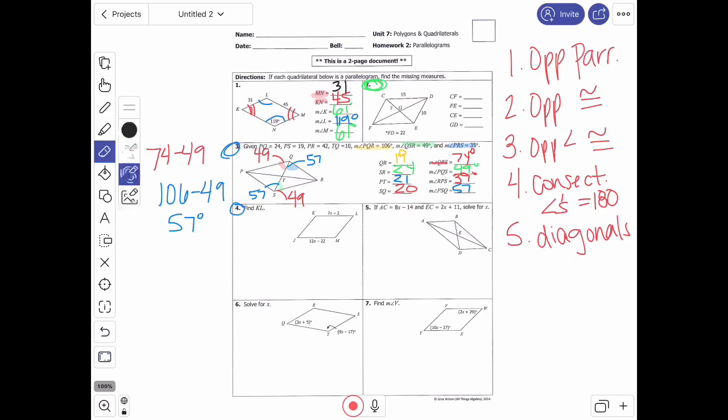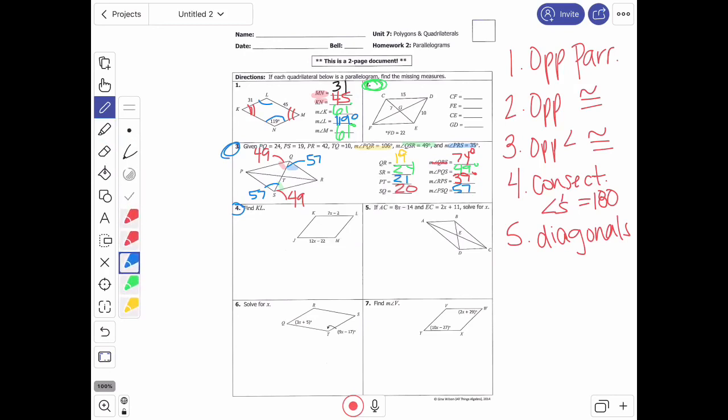Let me erase some of this stuff. So in 5, I have AC, so AC is a diagonal. If AC equals 8x minus 14, and EC equals 2x plus 11, solve for x. So EC is just half of that diagonal. So if I took EC times 2, I could get that whole length of AC because EC has to be congruent to AE because the diagonals bisect each other.